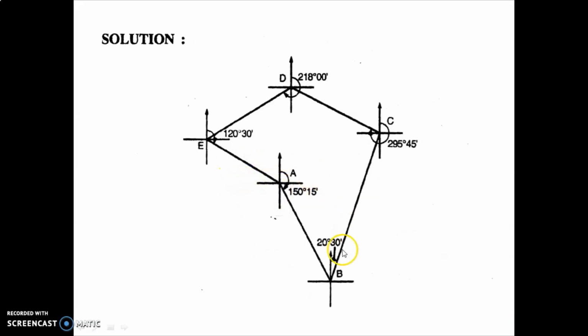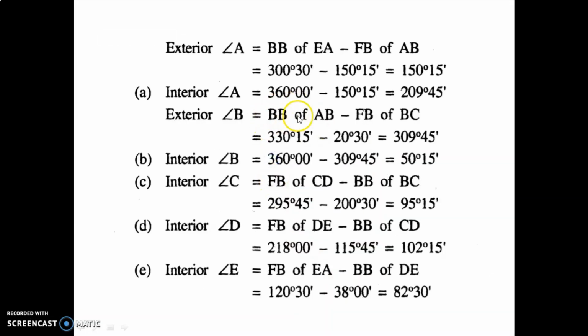Okay, angle B. Which two readings are required? One is forebearing, another is back bearing: forebearing of line BC and back bearing of line AB. Here the back bearing of line AB is greater than the forebearing of BC, so I am deducting 20 degree 30 minute from 330 degree 15 minute. So I am getting 309 degree 45 minute.